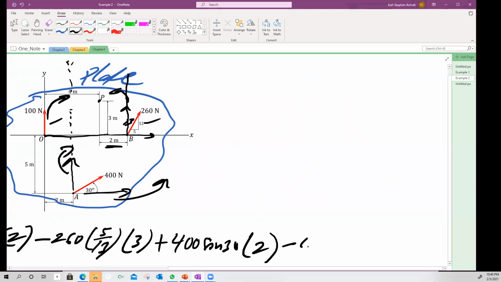So that is 400. That is a cosine 30. And then the perpendicular distance is, look at this, that's a line of action. And that is a perpendicular distance. From here to here is 5, and from here to here is 3. So the total distance is 8. From here to here is 5, and from here to here is 3.